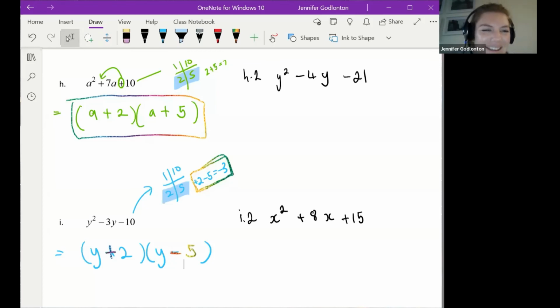Thank you. Well done. So guys, the thing with this one was that because the signs are negative, our signs were going to be different. And then we need to think, I need to get -3. So I've got 2 minus 5 will give me -3. And that is how I'm going to get there.